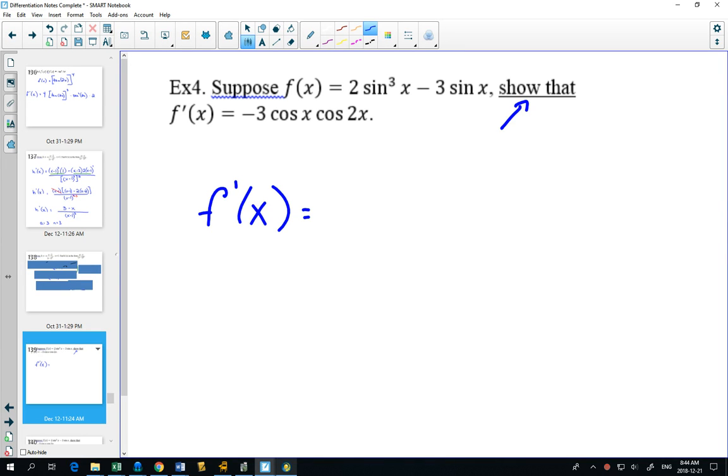We have a chain rule. The 3 would come out in front, subtract 1 from the exponent, and then the derivative of the inside function, the derivative of sine, is cos, minus 3 cos of x.